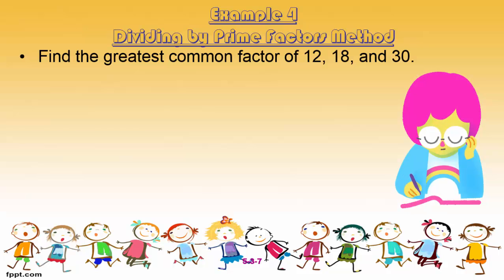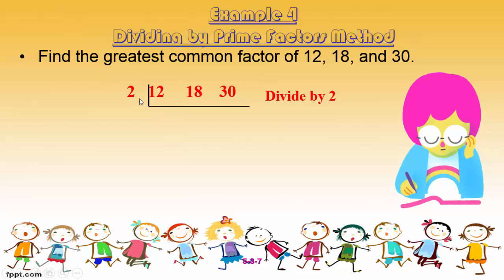So let's look at an example of the dividing by prime factors method. Here we're going to find the greatest common factor of 12, 18, and 30. In order to do this, we make a little division thing underneath 12, 18, and 30, and we divide 2 into 12, 18, and 30, and we see that 2 goes into 12 6 times, 2 goes into 18 9 times, 2 goes into 30 15 times. But we can't go further with 2 because 2 does not go into 9.